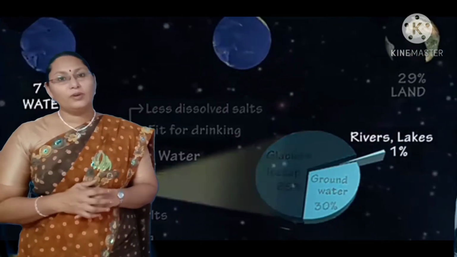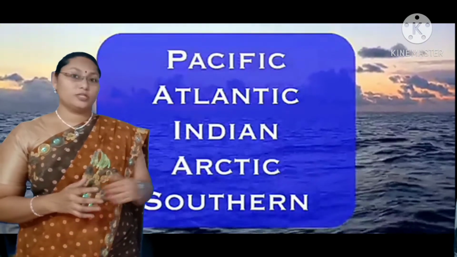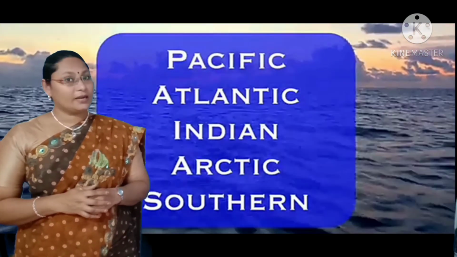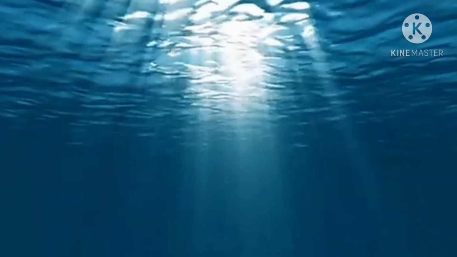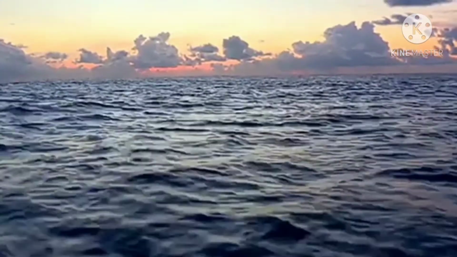Then we have to know about the oceans. A large part of the hydrosphere belongs to the oceans. How many oceans do we have? Exactly, there are 5 oceans on this planet. Can you name them? Pacific Ocean, Atlantic Ocean, Southern Ocean, Indian Ocean and Arctic Ocean. These 5 are the biggest oceans on the planet earth, and the maximum water is present in them. So let us discuss each ocean in depth.